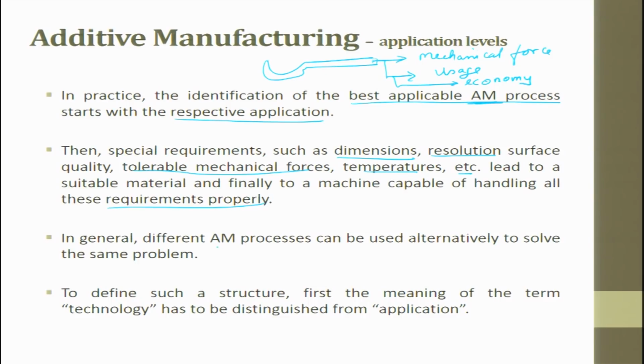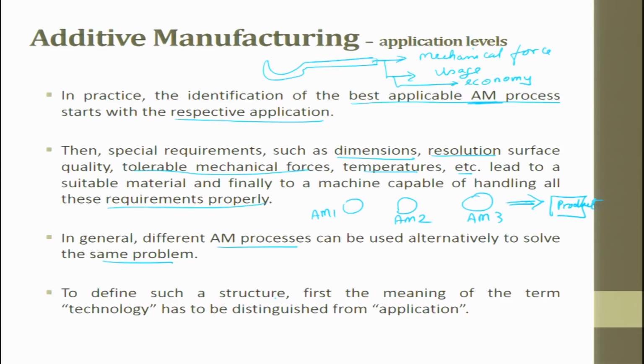In general, different additive manufacturing processes can be used as alternatives to solve the same problem. So, what we are trying to say is you have AM1, you have AM2, you have AM3 machines or processes. So, all the three processes can lead to one output product.